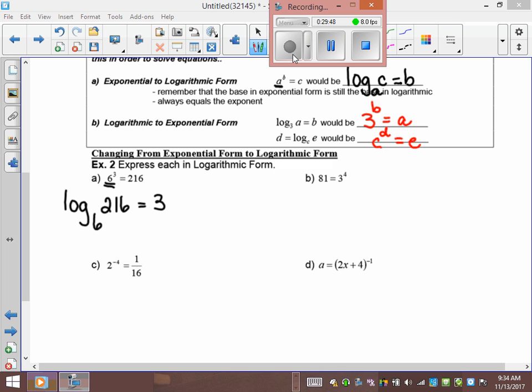Now, there's two ways to check this to make sure you did it right. Some of you have the log base button. It will make your life easier. Some of you do not have the log base button, but you still need to remember how to do this. So I'm going to show you the way without the log base button.